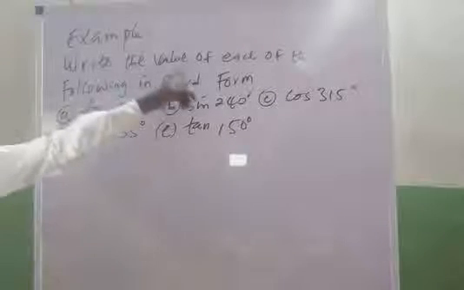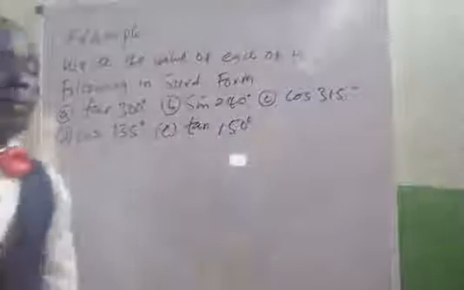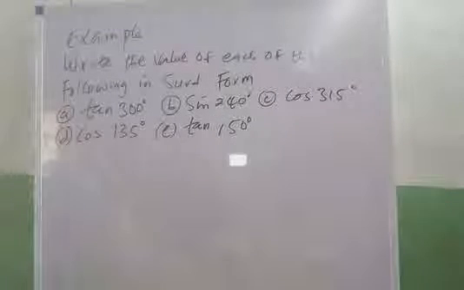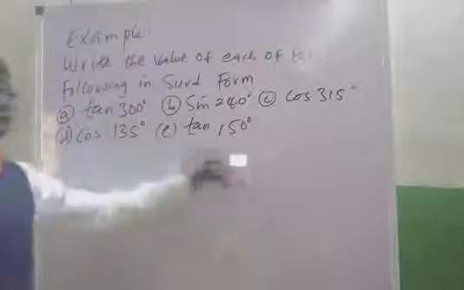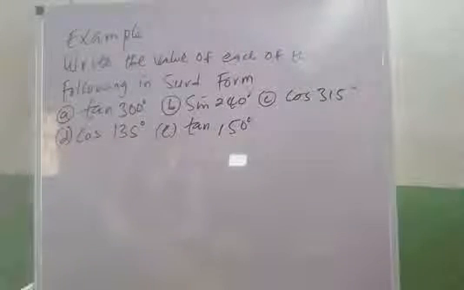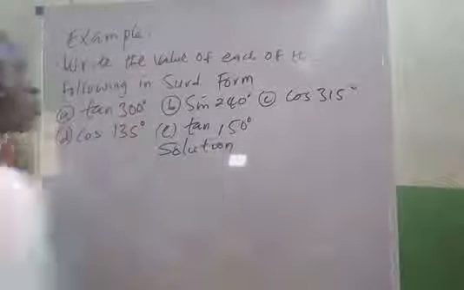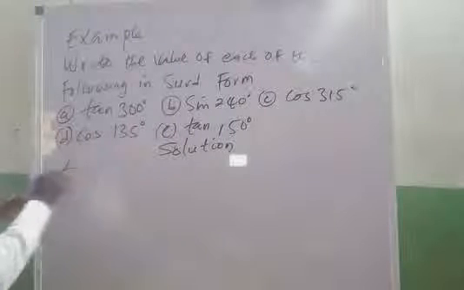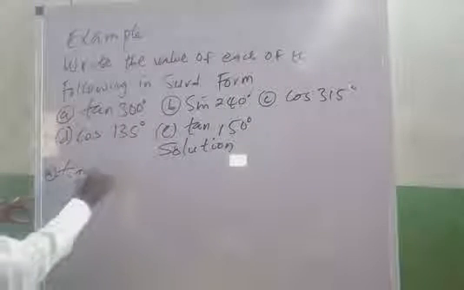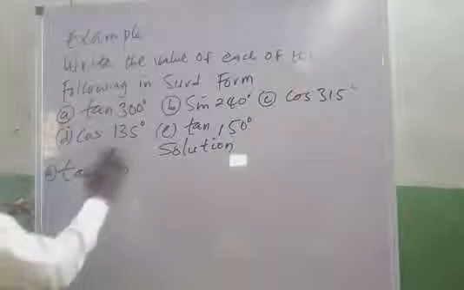Write the value of each of the following in short form. We have tan 300, sin 240, cos 315, cos 135, and tan 150. Solution. The first one, A, is tan 300 degrees.